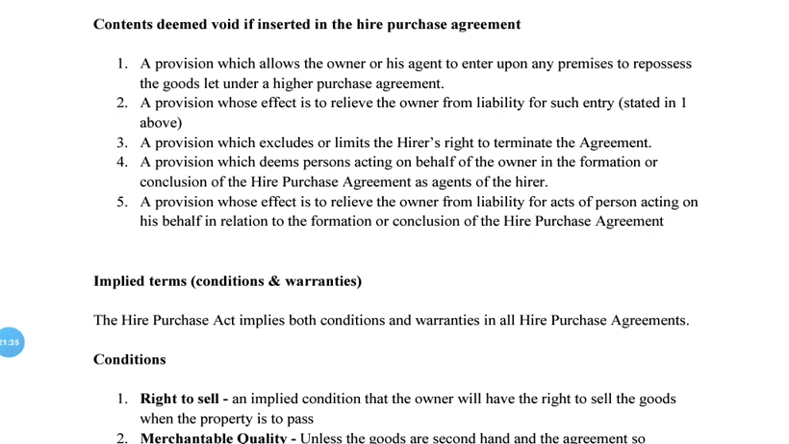A provision whose effect is to relieve the owner from liability for acts of persons acting on his behalf in relation to the formation or conclusion of the hire purchase agreement. So those are the contents deemed void if inserted in the hire purchase. So they are not supposed to be included for a contract to be enforceable.